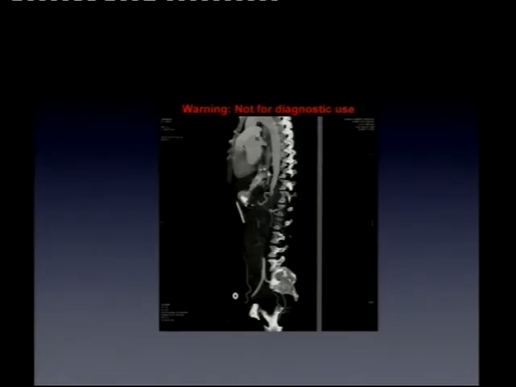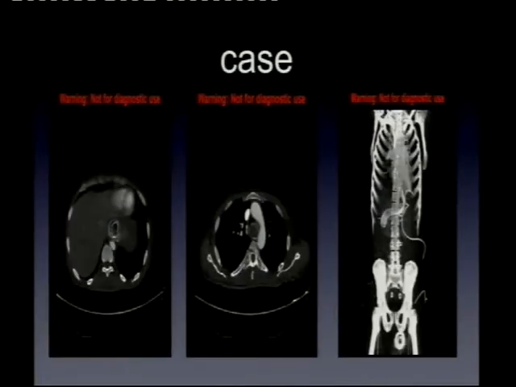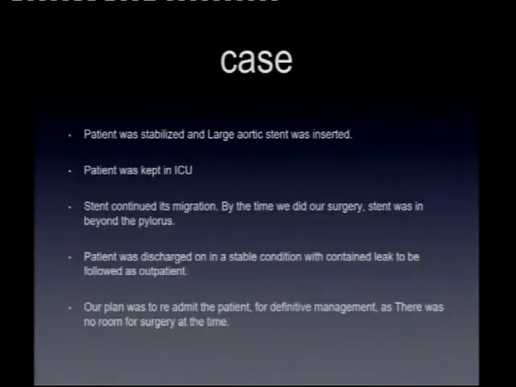CT showed communication between the esophagus and the aorta at the level of the gastroesophageal junction, and a migrated stent. The same CT scan also showed the migrated stent. After stabilizing the patient, we decided to send him to a vascular surgeon for aortic stent insertion. The aortic stent was inserted, and the patient was shifted back to the ICU, with stabilization continuing. After a few days, when we imaged the patient, the stent had continued to migrate and reached up to the pylorus.